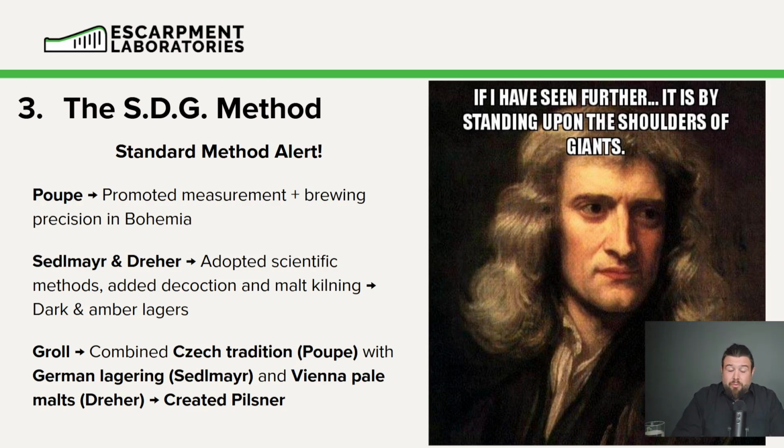So what is it? A little summary on this. These guys took all the initial learnings from Poupe that he had in his textbook. Sedlmayr and Dreher adopted the scientific methods from Poupe and then also added decoction malting to decoction brewing, which we'll talk about later. And they made their beers lighter. Groll then combined this information, used Czech soft water and Saaz hops to make what we now commonly call the Pilsner. There's an Isaac Newton quote that comes to mind here that says, "If I have seen further, it is by standing upon the shoulders of giants." These three could arguably be called giants.